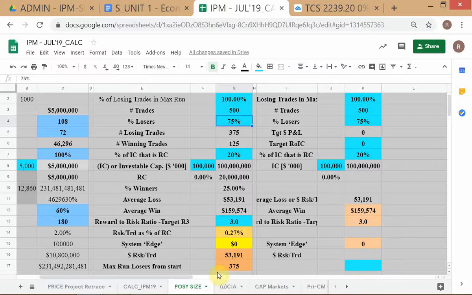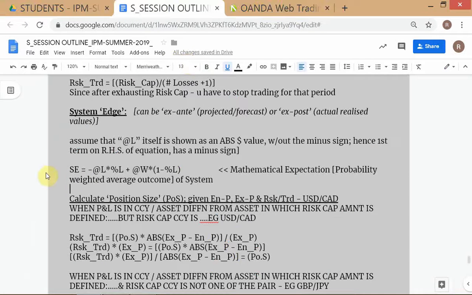Yeah, so it should be 53,191 because that's what you're risking per trade. Are you following? That is what you're risking per trade. So we are going to make some simplifying assumptions: every time you lose money on a trade, every losing trade will lose the budgeted risk per trade. The dollar risk per trade, we can call it the budgeted risk per trade because we are doing an ex-ante budgeting exercise. How much are we going to risk per trade? So we are going to assume that every trade loses the budgeted risk. We can write it here also.